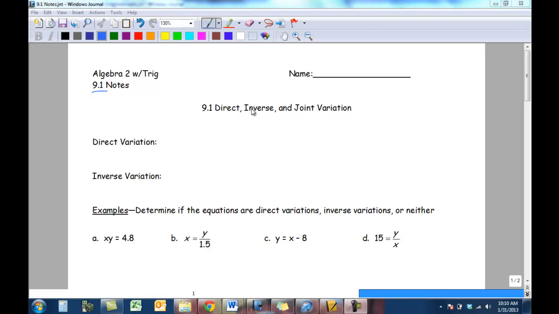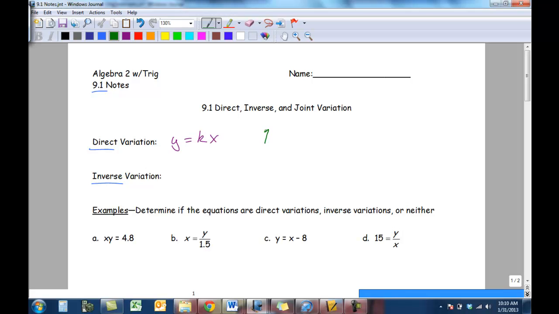All right, going back to the beginning of the chapter, 9.1 is all about direct, inverse, and joint variations. First, let's define what direct and inverse variations are. Direct is any function in the form y is equal to kx. Now, this is the same thing as slope-intercept form, where b would be 0. K is the slope. It's just that because it's a special type of line, direct variation, instead of m, they call it k. Now, in direct variation, generally, two different variables are moving the same direction.